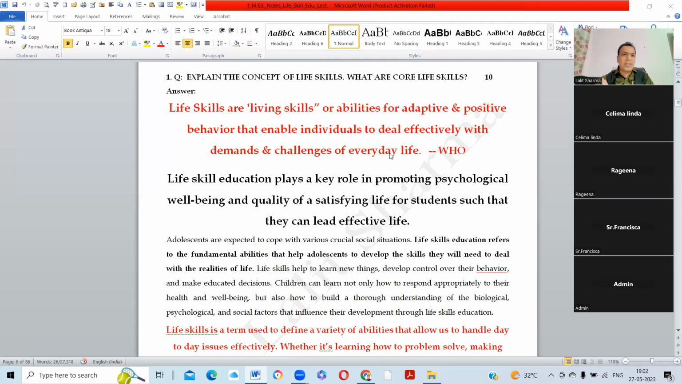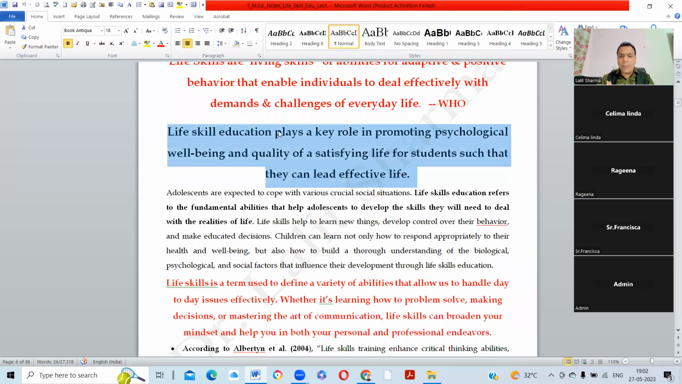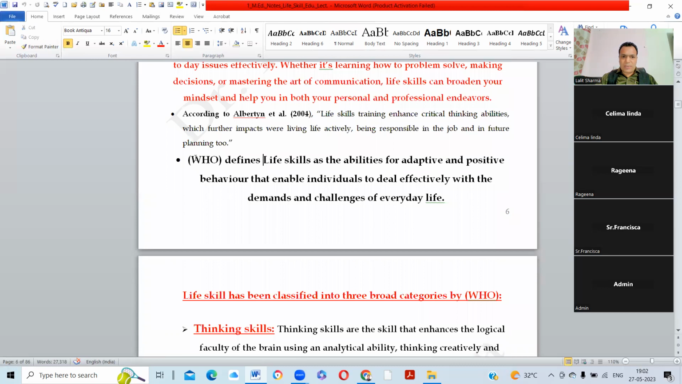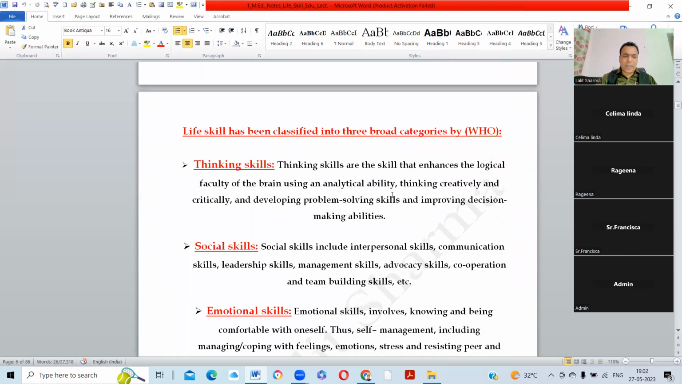Right? So life skill education plays a key role in promoting psychological well-being and quality of a satisfying life for students, such that they can lead an effective life. So WHO has defined that. Okay, we have already discussed. Now we have to understand, basically life skill has been classified into 3 broad categories by the WHO. Meaning of a life skill. Life skill includes 3 skills: thinking skills, social skills, and emotional skills.